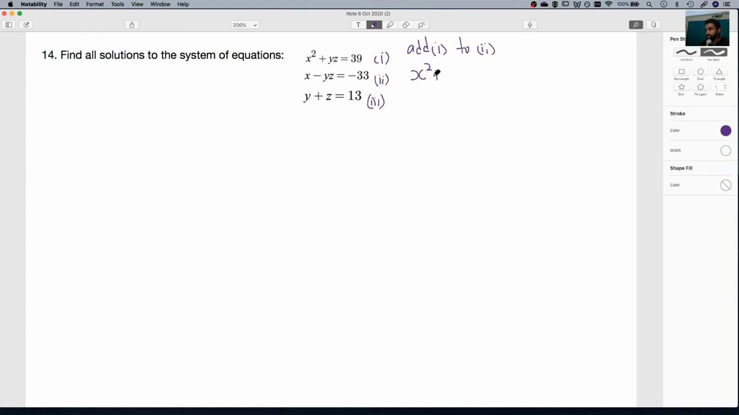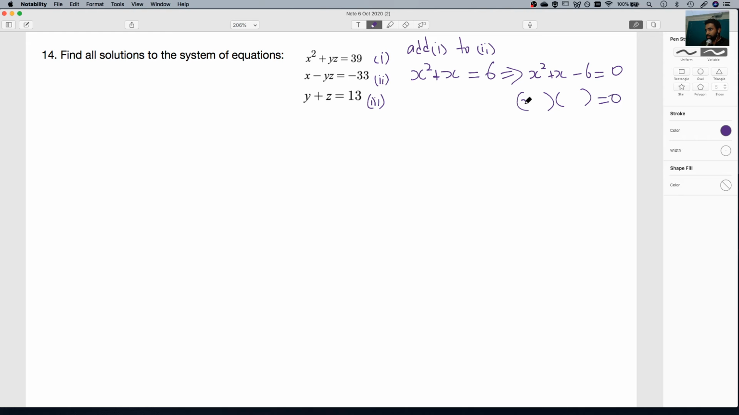X squared plus x. Can't do anything with that. Yz plus minus yz is what? 0. So nothing there. Equals 39 plus minus 33, which is the same as 39 minus 33. That's just 6. So this becomes just a normal quadratic equation. That gives us x squared plus x minus 6 equals 0. And we can try to see if it factors.